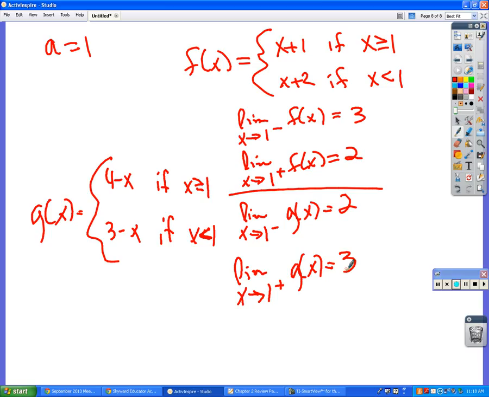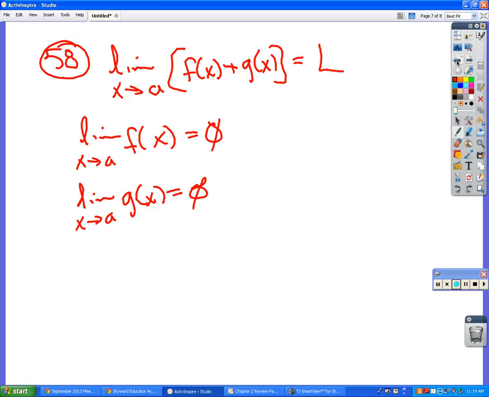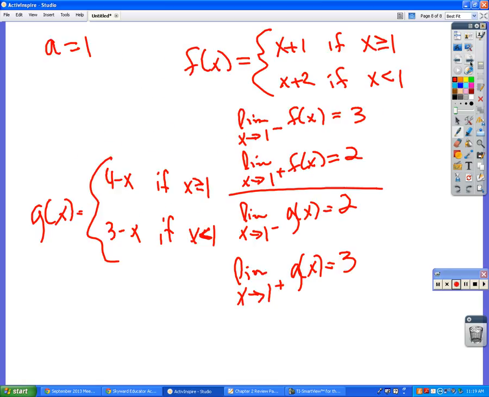Okay, so now if I look at the left-hand limit, the limit as x approaches 1 from the negative side of f of x plus g of x would be 5. If I look at the right-hand limit, the limit as x approaches 1 from the positive side of these two added together is also 5. So that means in this thing back here, this whole thing would equal 5. But the limit of these two functions as x approaches 1, since you have different answers for those, does not exist.